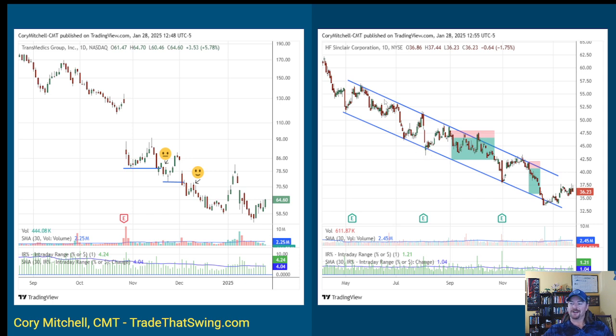We can still see a clearly defined downtrend. I have an article on channels on tradethatswing.com if you just type in channels in the search box. And I draw them a little different. I don't draw them along exact highs and lows. I want to include as many highs and lows as I can. So I draw what I call a line of best fit.